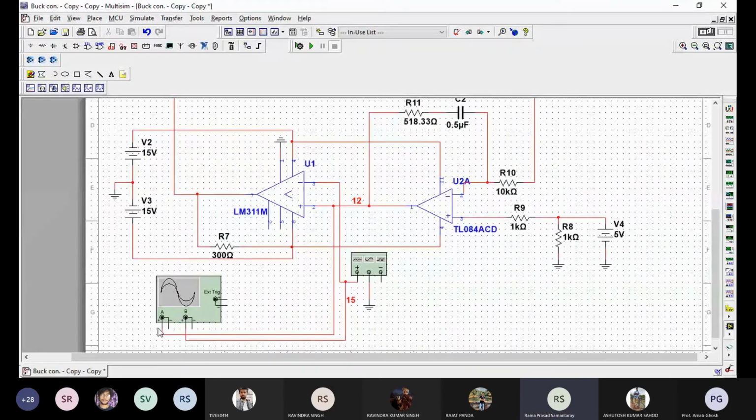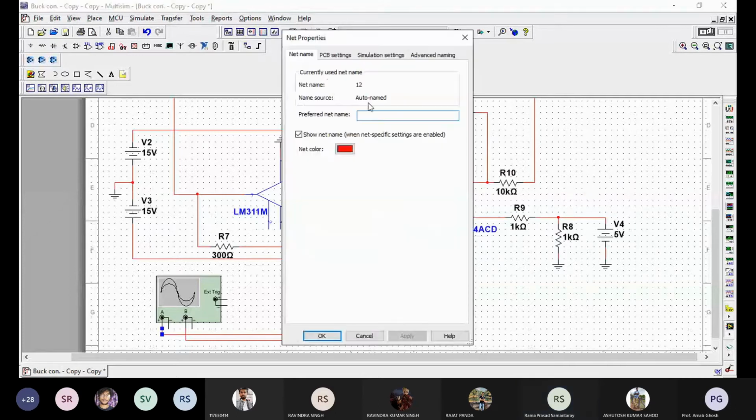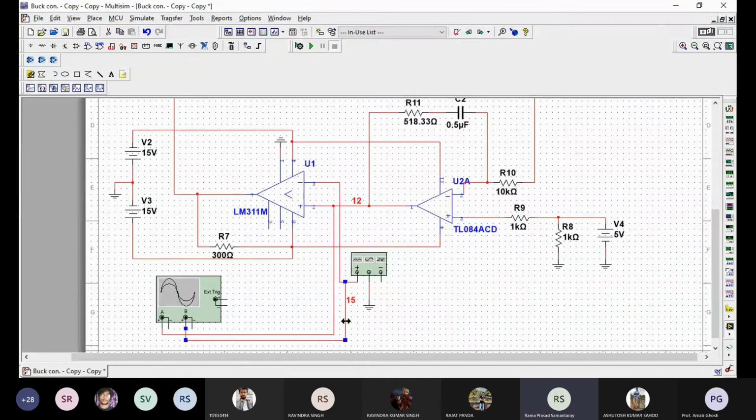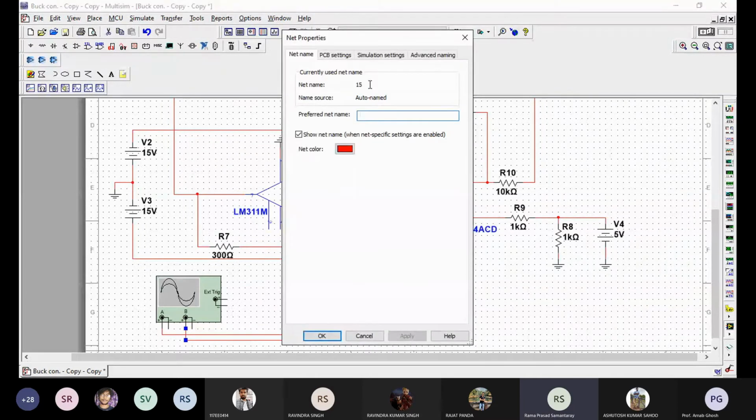So this CRO is connected to this wire, that is number 12. This net name you can see is 12, so V12, and this one is V15. Net name 15, V15.